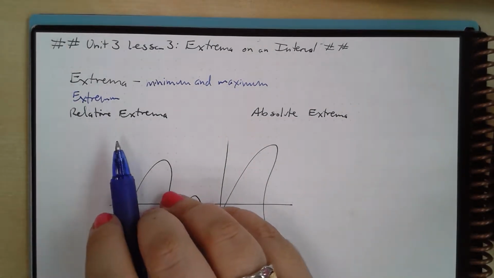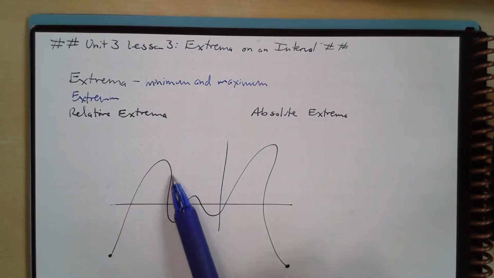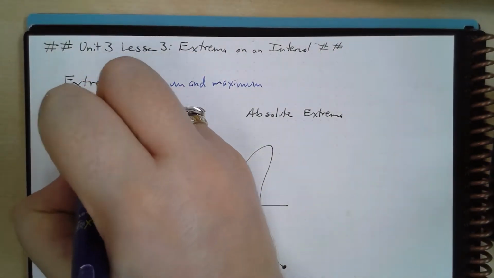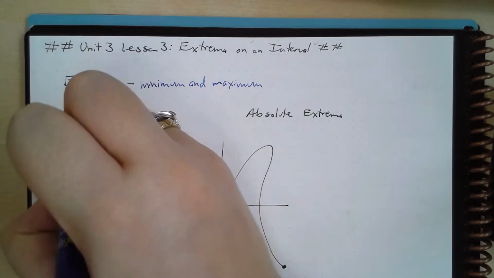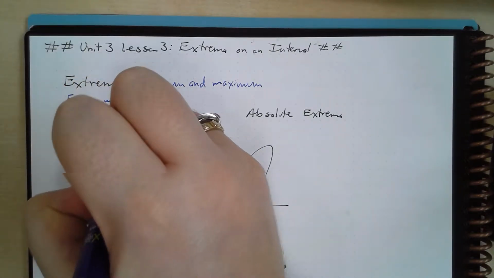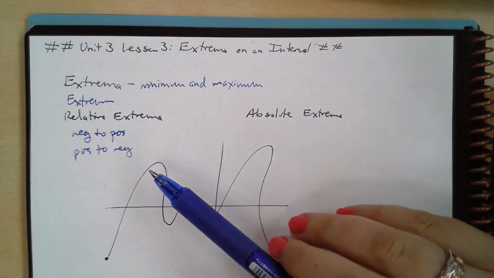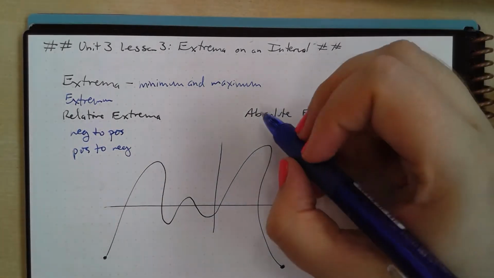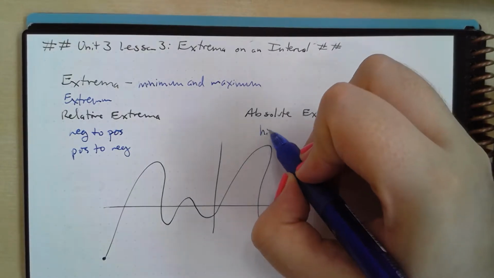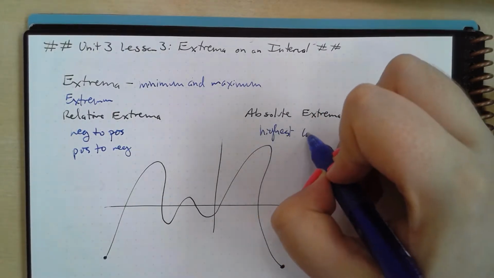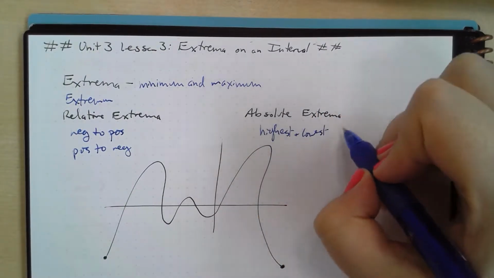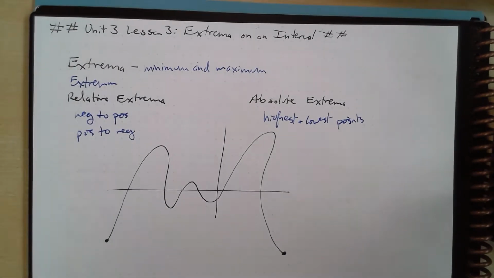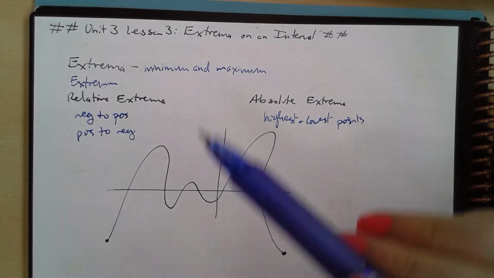Relative extrema occur any time that we change from negative to positive or from positive to negative. That's our relative extrema, when we're going from down to up or up to down. Our absolute extrema are the highest and lowest points. An absolute extremum can, of course, also be a relative extremum, and it can also be the endpoint.